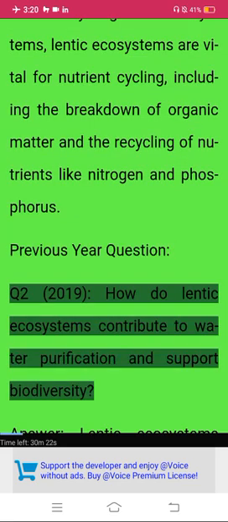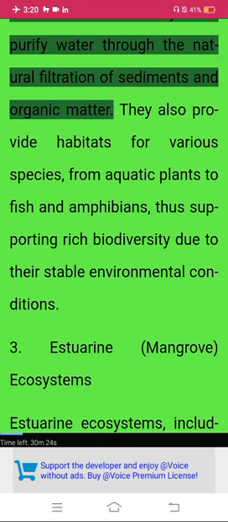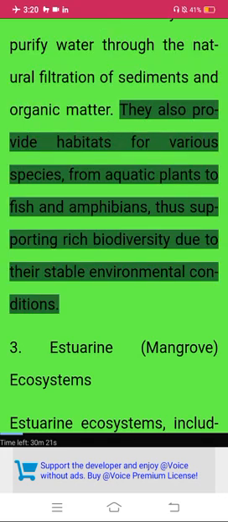Previous year question. Q2, 2019. How do lentic ecosystems contribute to water purification and support biodiversity? Answer. Lentic ecosystems purify water through the natural filtration of sediments and organic matter. They also provide habitats for various species, from aquatic plants to fish and amphibians, thus supporting rich biodiversity due to their stable environmental conditions.